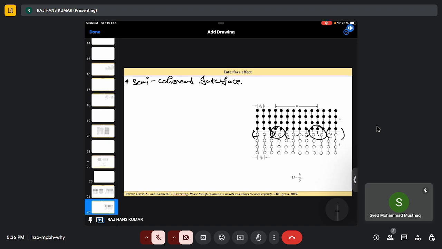Now this edge dislocation will decrease the total surface free energy, right? So in semi-coherent interfaces, there is an introduction of dislocations to minimize surface free energy, right? Now, how do you find the distance between the two edge dislocations, right?